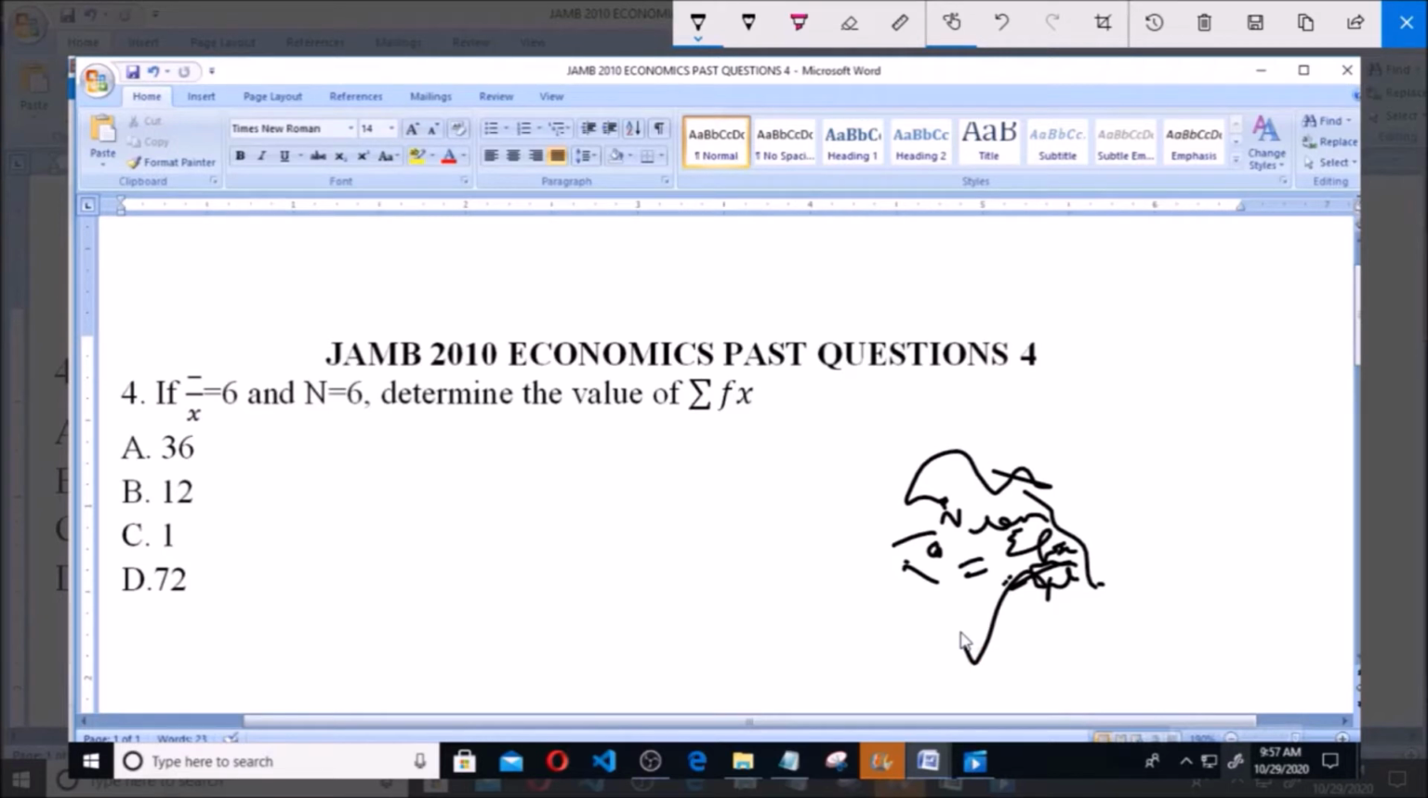So we do a cross multiply, which is 6 multiplied by 6, giving us 36. So option A becomes the right option.